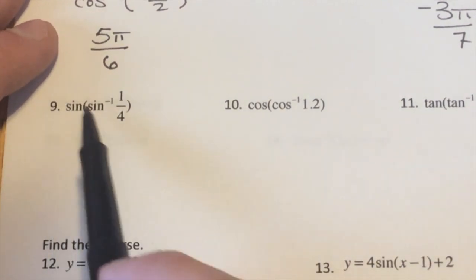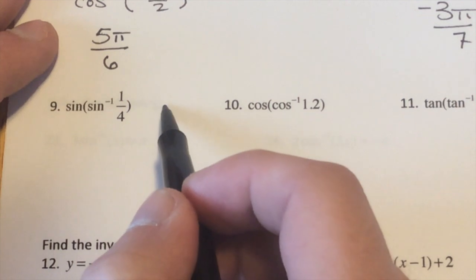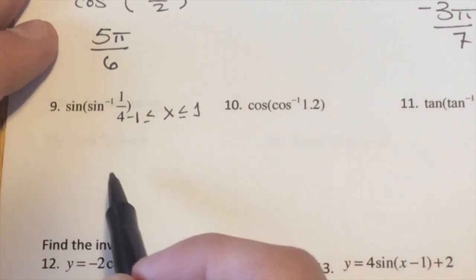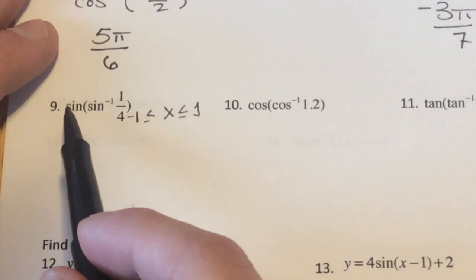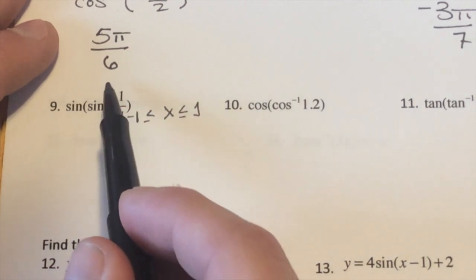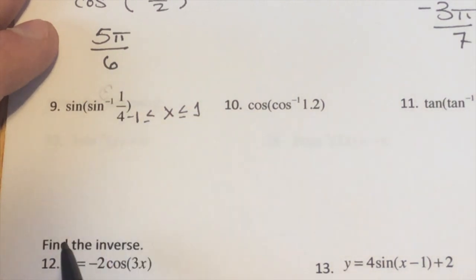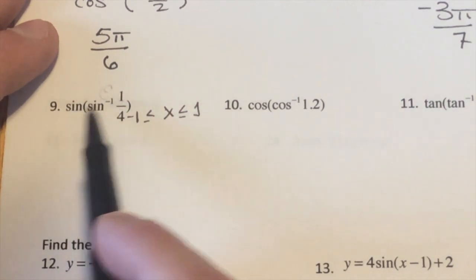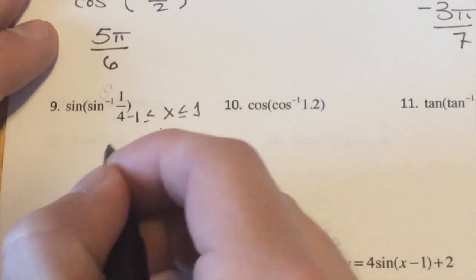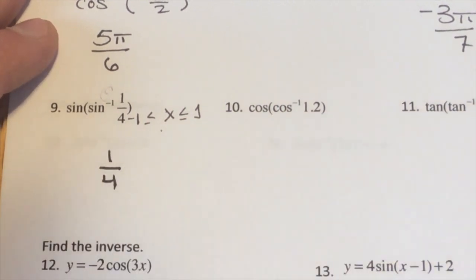Here, we're asking for a value. So we want to make sure that our number is between negative 1 and 1. So what's the sine of the inverse sine of 1/4? Well, this is our theta. We could draw a picture, but really we're just undoing this inverse trig. Because this fits our domain, the answer is just going to be 1/4.